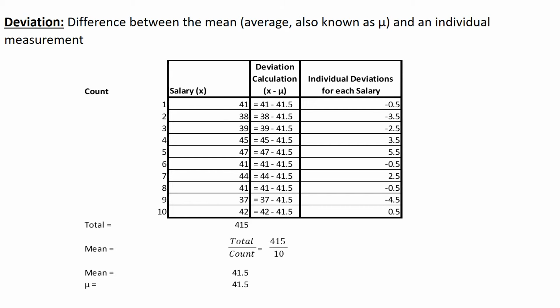Now what I need to do is find an individual calculation of each deviation for each individual one. And what I'm going to do is take that individual count and subtract 41.5. So in the first case, 41 minus 41.5 is negative 0.5. That's the individual deviation from the mean for the first one. Second one is 38 minus 41.5, which is negative 3.5. And I go through all these, and these are the individual deviations from the mean. All I've done is found the difference between each individual salary and the mean salary.